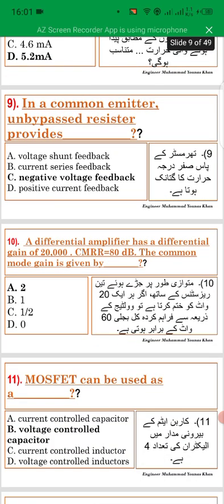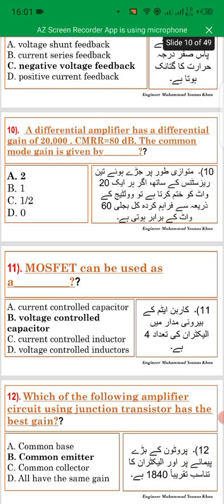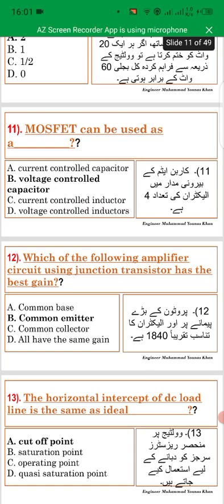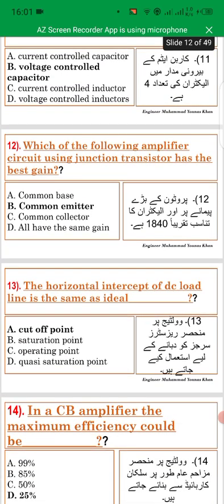In a common emitter, an unbypassed resistor provides negative voltage feedback. A differential amplifier has a differential gain of 20,000 and CMRR is equal to 80 decibels. The common mode gain is given by 2. A MOSFET can be used as a voltage controlled capacitor.